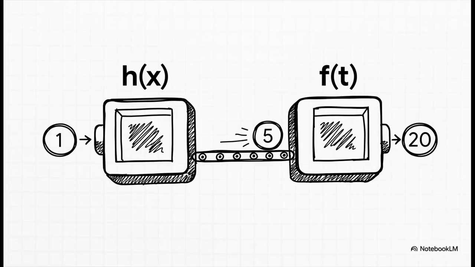And last but not least, we've got formulas. And guess what? It's the exact same inside-out process. To figure out f of h of 1, we handle the inside first.